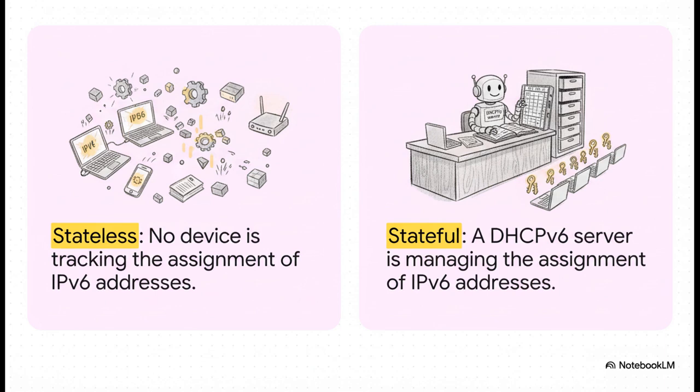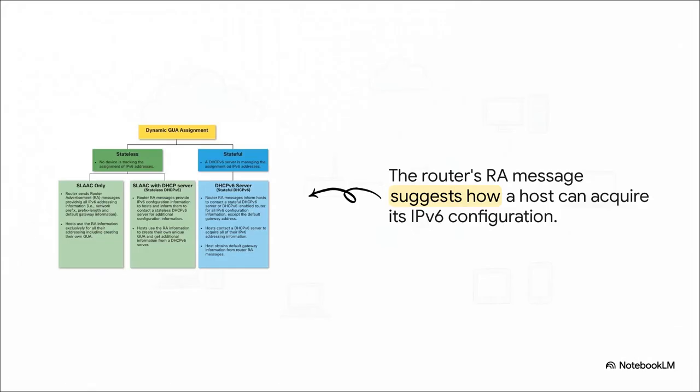But in a stateful world, it's the opposite. There's a central authority, a DHCPv6 server that's like a meticulous librarian. It manages a pool of addresses and carefully assigns one to every device that asks. This flowchart shows how those big ideas branch out into real options. As you can see, that router advertisement can point a device down one of 3 very different paths.